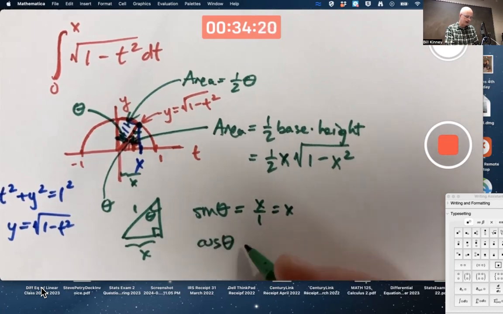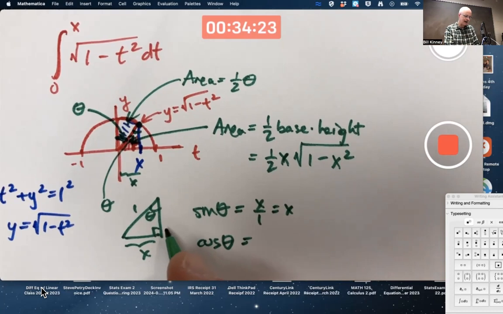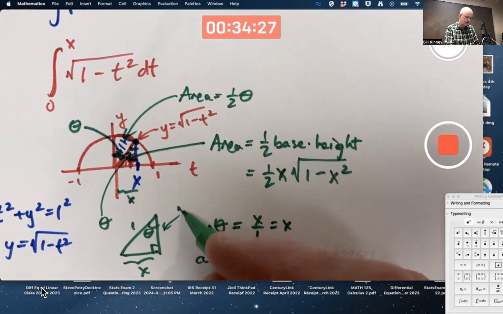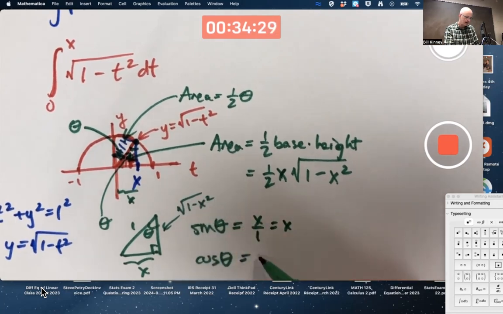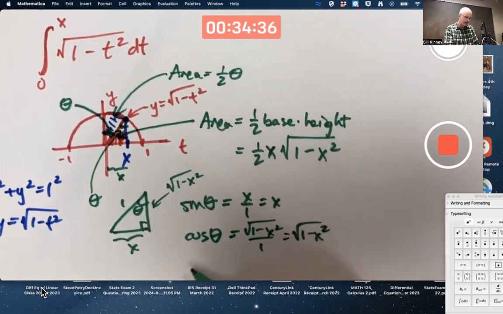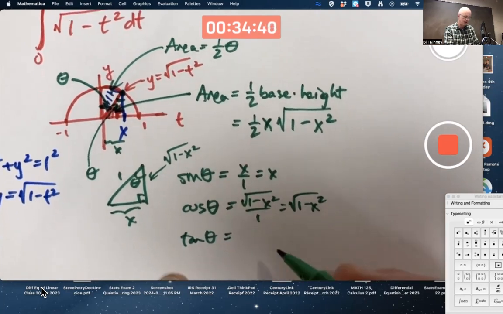Cosine theta is adjacent over hypotenuse. The adjacent side is, well, think about the function. That's square root of 1 minus x squared. Adjacent over hypotenuse. And if we wanted to figure out tangent theta, we could do that too. TOA, opposite over adjacent.